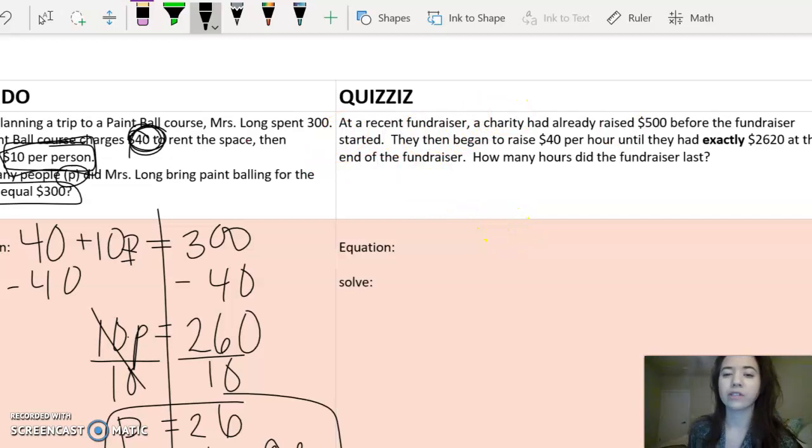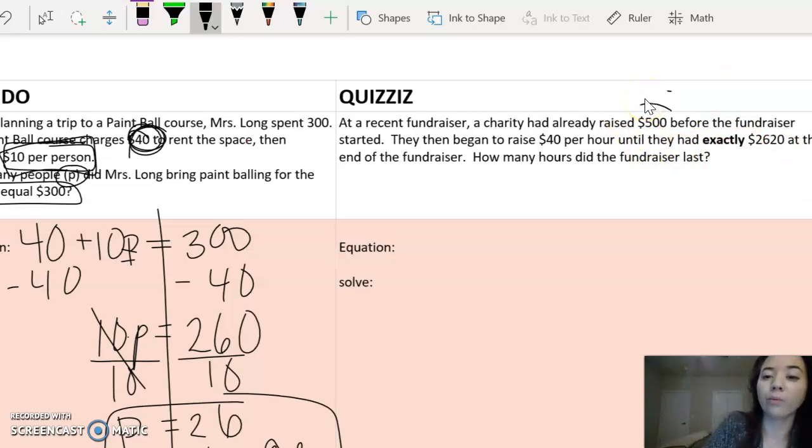So at a recent fundraiser, a charity had already raised $500 before the fundraiser started. They then began to raise $40 per person until they had exactly $2,620 at the end of the fundraiser. How many hours did the fundraiser last?